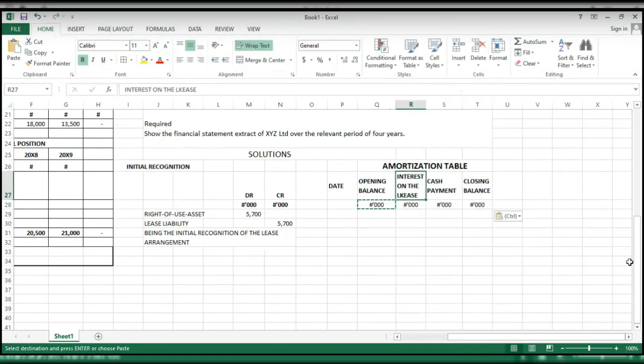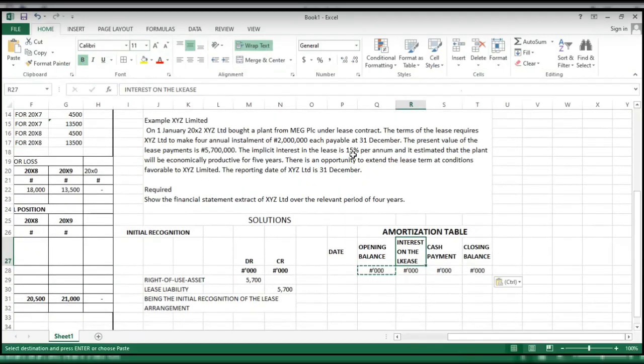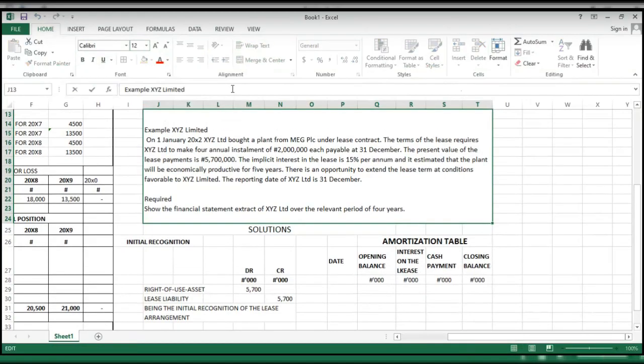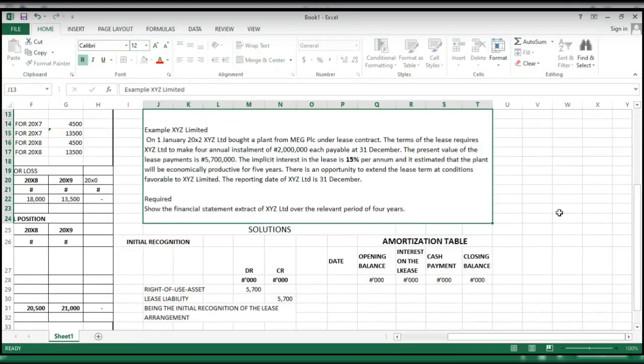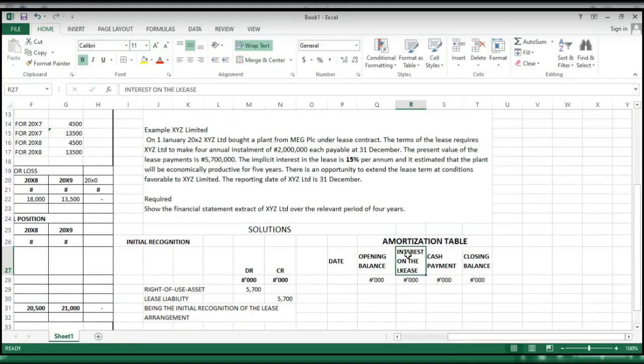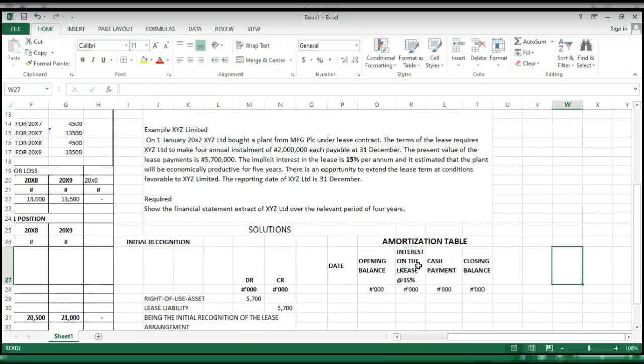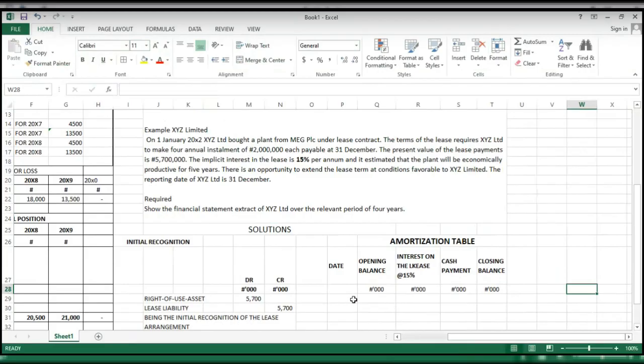But we're told that the interest rate implicit in the lease is 15%. Don't forget, 15%. Let me bold the 15% in the question so that you see it. You can see the 15% per annum. Let me put that there so that we will know the basis for computing the interest. So as at 1 January 20x2, when the lease was arranged, this is the amortization of the liability.